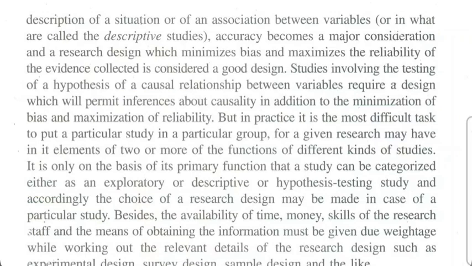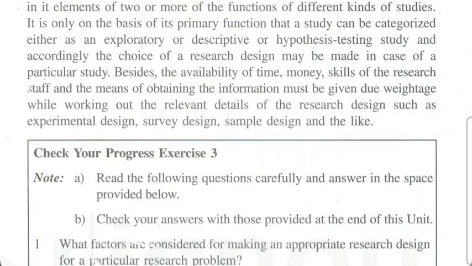Studies involving the testing of a hypothesis of a causal relationship between variables require a design that will permit inferences about causality in addition to the minimization of bias and maximization of reliability. But in practice, it is the most difficult task to put a particular study in a particular group. For a given research may have in it elements of two or more of the functions of different kinds of studies. It is only on the basis of its primary function that a study can be categorized either as an exploratory, descriptive, or hypothesis testing study. And accordingly, the choice of a research design may be made in the case of a particular study.